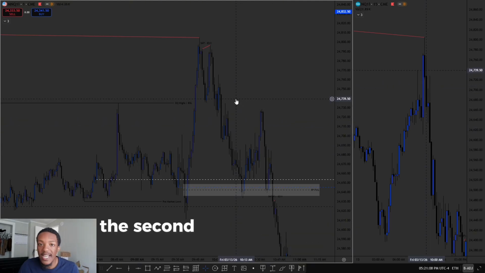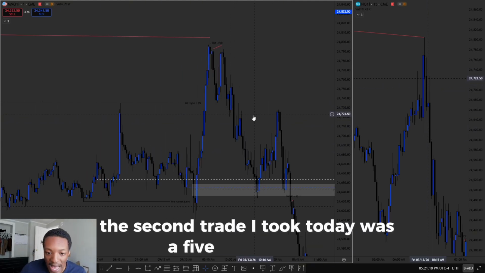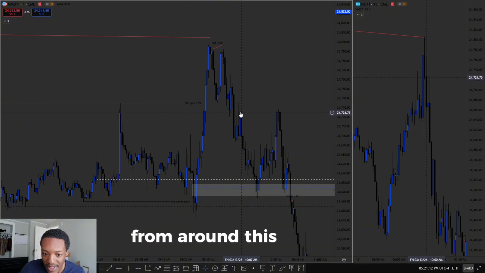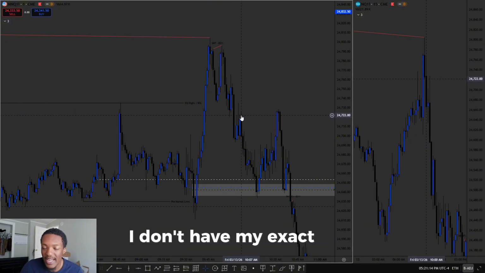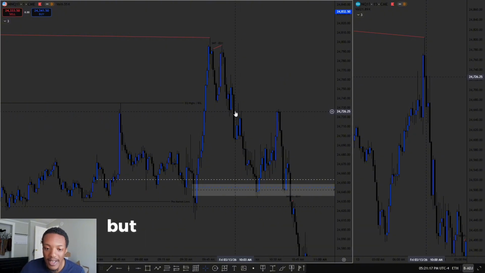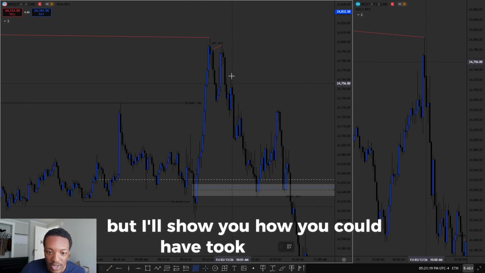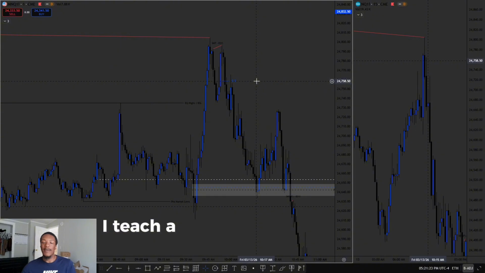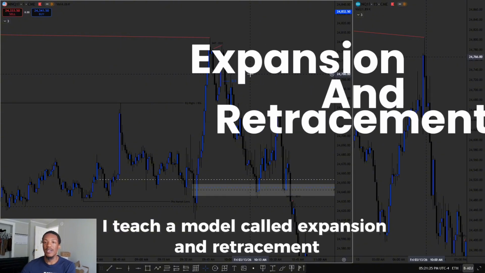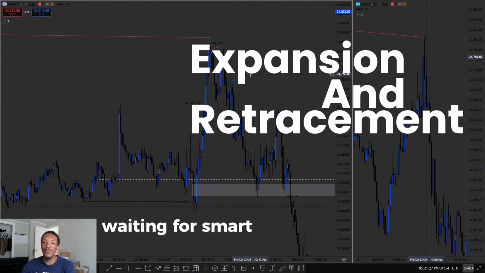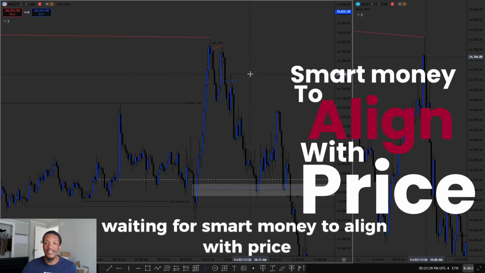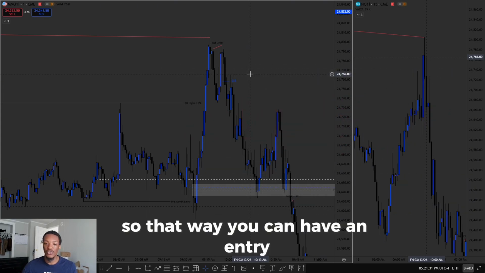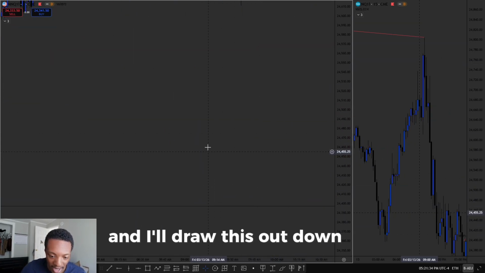But the second trade I took today was a 5-second short from around this area here. I don't have my exact entry because I took it on Top Step X, but I'll show you how you could have taken this trade on the 1 minute. So in my Discord, I teach a model called expansion and retracement, which is basically waiting for smart money to align with price so that way you can have an entry. And I'll draw this out down here.